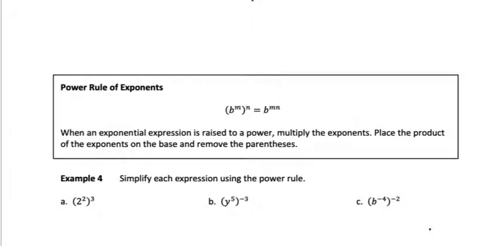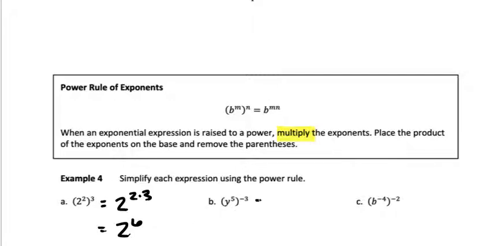Our next rule is the power rule of exponents, which says that if we have an exponential expression that's raised to a power, we multiply the exponents. So going through these examples, example 4, our first one is 2 squared and then raised to the 3rd power. So in this one we would multiply the exponents, 2 times 3, that's equal to 2 to the 6th.